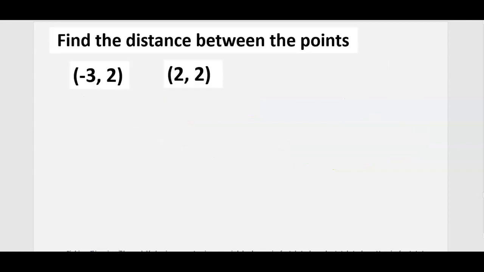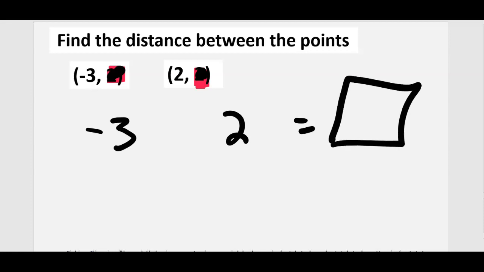Find the distance between the points. Again, let's find out what the DCs are. Well, first of all, which ones are the same? This is the same as this. So these are not the DCs. So what are we going to do? Something with a -3 and something with a 2 to get something. Let's see what that something is. Let's look at the graph and see what the graph says.